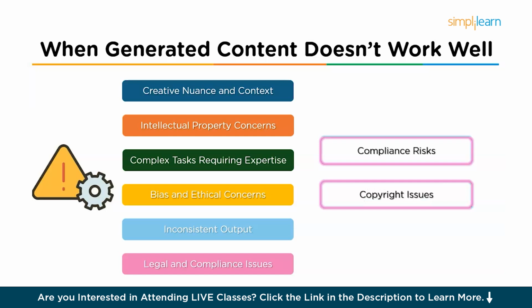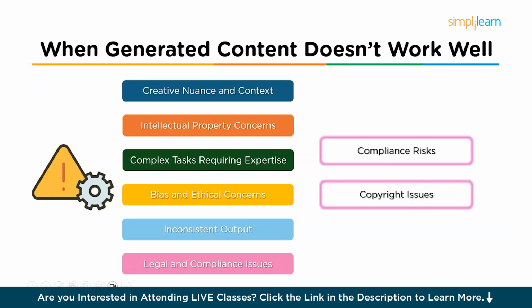And then there is legal and compliance issues. In fields like healthcare or finance, AI-generated content needs to follow strict guidelines. For instance, an AI-generated financial report or medical advice might inadvertently violate legal regulations or industry standards. And then there is also an issue of copyright. AI-generated content, especially art and writing, may raise questions regarding ownership. Who owns the rights to content generated by an AI? Is it the creator who prompted the AI or the company that developed the model? These legal gray areas can create complications in industries where intellectual property rights are crucial.